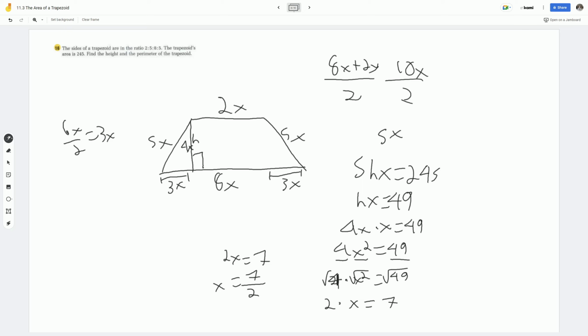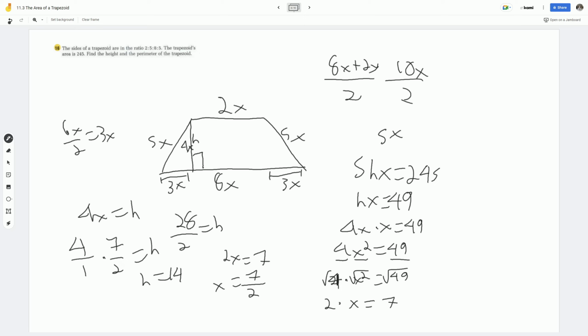Now we can solve for the perimeter and the height of the shape, because they are all in the same variable, which we now have solved right here. So let's first solve for the height, which is easier. So we know 4x is equal to the height. Now we know what x is. 4 over 1 times 7 over 2 is equal to the height. 28, not 88. 28 over 2 is equal to the height. The height is 14.